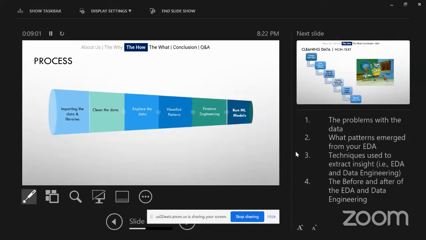After we explore the data, this is the EDA part. We will feature engineer to have just two features, the text and the label, which is the star rating. After that, we're running the models. Why are we running the models?